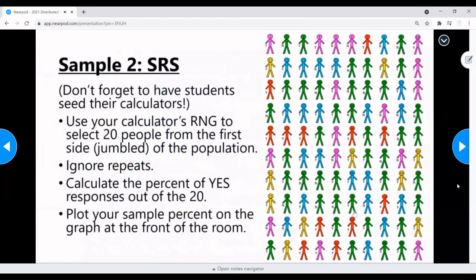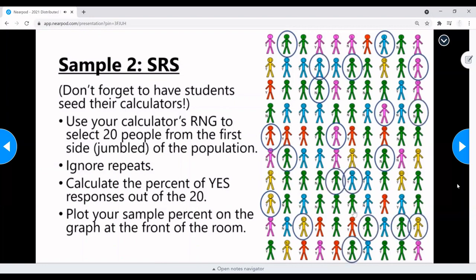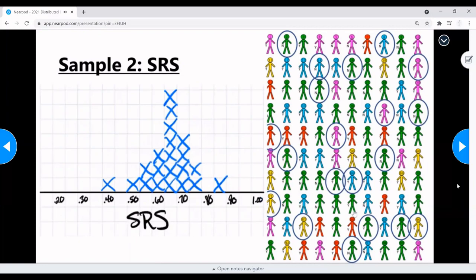Next, we'll do the simple random sample. You cannot forget to have students seed their calculators or you'll have tons of responses that are exactly the same. So a simple random sample might look like this. Altogether, their results are going to have hopefully less variability than the self-selected sample.